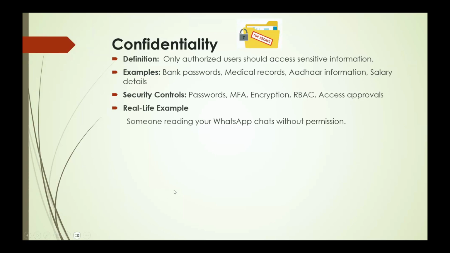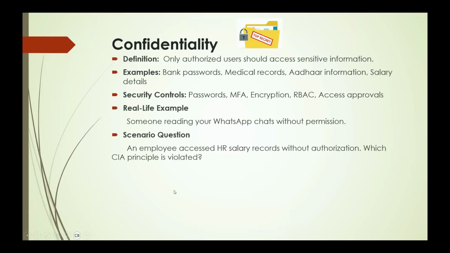Now, let's see an example question. If an employee accessed HR salary records without authorization, which CIA principle is violated? So, first, what are the three CIA traits we have? Confidentiality, availability, and integrity. Because unauthorized access happened here, confidentiality is the trait which is affected.